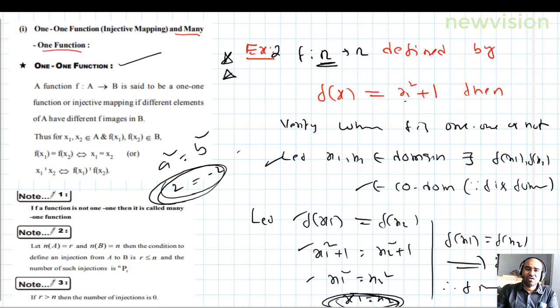So what happened? R to R, no, here. So x1 square equal to x2 square. Most of the students will make mistakes. They will cancel these two. That's not correct knowledge of mathematics. Don't cancel those. Actually, we'll get mod x1 equal to mod x2. If these two are positive, directly x1 equal to x2. So here real numbers, no, they may be positive or negative. That's why this doesn't imply that x1 equal to x2. That's why f is not one-one.